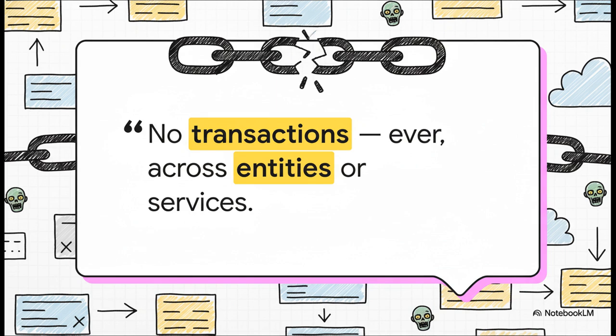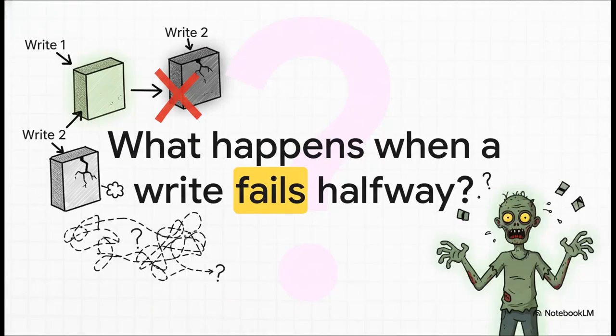No transactions, not across different services, not even across different entities in the same database. Now, in a microservices world, this makes sense for scale, but wow, it forces you to think about data consistency in a completely different way. And that right there is the million-dollar question, isn't it? If you've got an operation that needs to write to two different places, but you can't wrap them in a nice, safe transaction, what happens when the first part works, but the second one just fails? That's when things can get really messy.